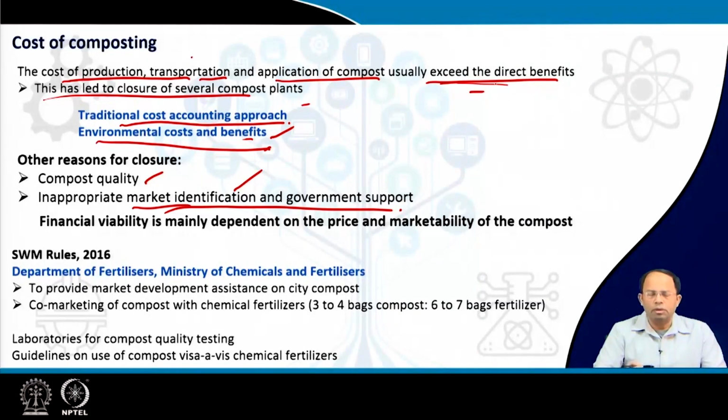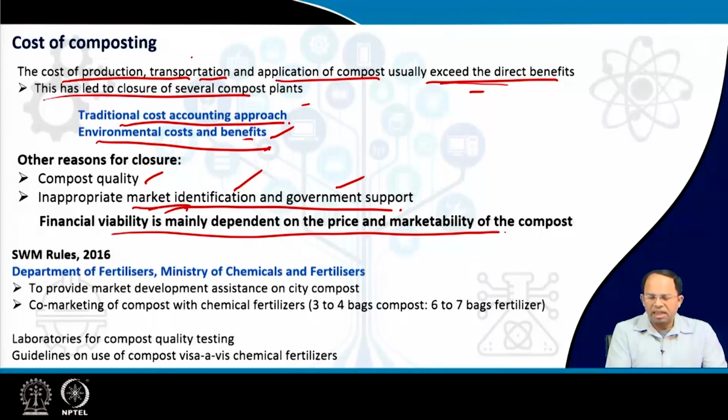So that's the problem. In general, we can say composting should be done, but at the same point of time, we should make sure that there is an adequate market for the compost to be sold, and there has to be adequate government support as well. So financial viability is mainly dependent on the price and marketability of the compost. So this is what we have to consider.